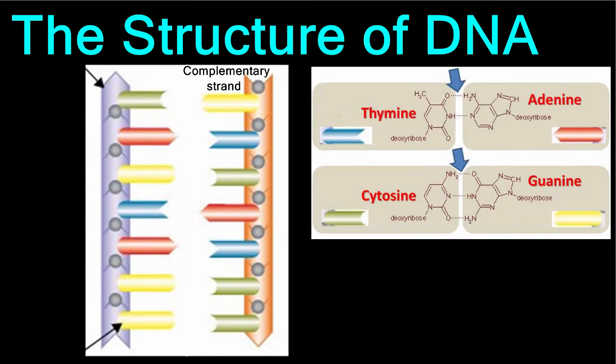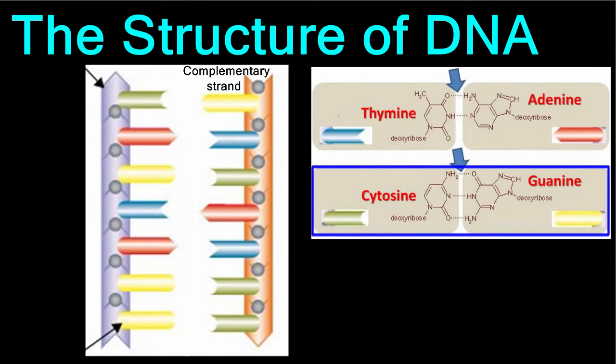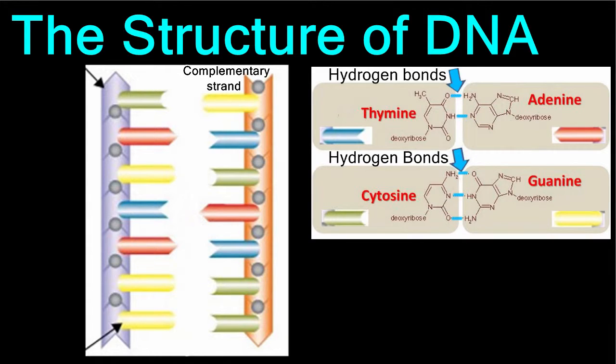Nitrogenous bases have very strict rules for pairing. Adenine and thymine always pair together, while cytosine and guanine always pair together. Hydrogen bonds hold the bases together in the center.